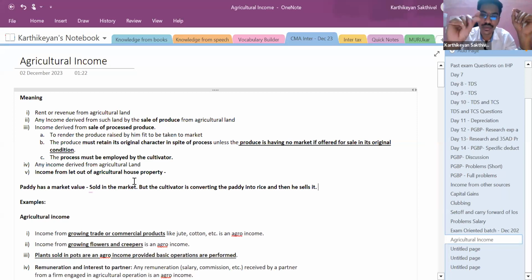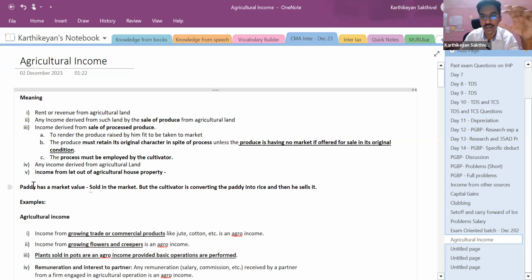After it is removed, it will be that hard coating. If it is removed, what we get is rice. Okay, so paddy to rice, he is selling it. Till the paddy is produced, that is agricultural income. Till the paddy is produced, that paddy is obviously an agricultural produce, but rice is not an agricultural produce. It is not an agricultural income. It is other than agriculture.